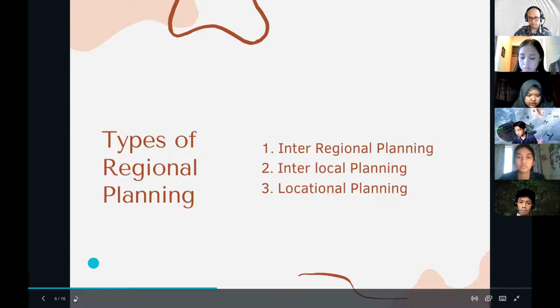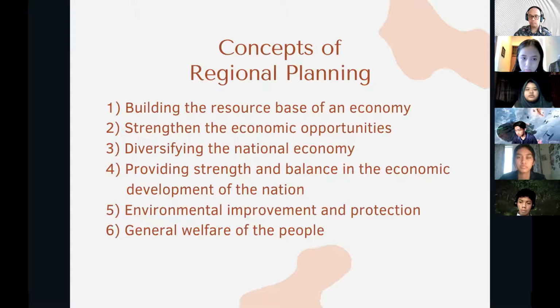And then the next one is the concept of regional planning. The first one is building the resource economy. The second one is strengthening the economic opportunities. The third one is diversifying the national economy. The fourth one is providing strength and balance in the economic development of the nation. The fifth one is environmental improvement and protection. And the last one, general welfare of the people.